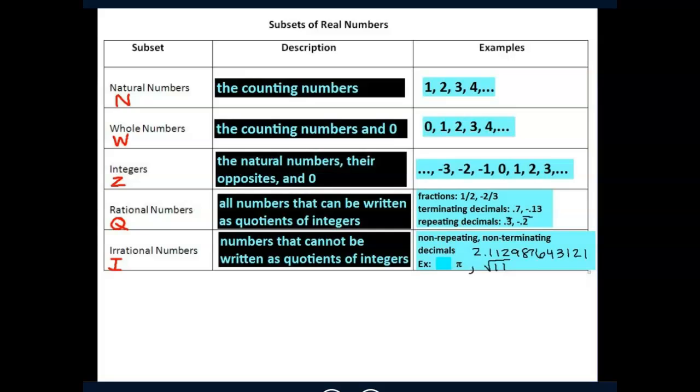As you got older, and probably around 2nd, maybe 3rd grade, you learned that there was this thing called negative numbers. We call those negative numbers and positive numbers together the integers. Integers are the natural numbers, their opposites, and 0.